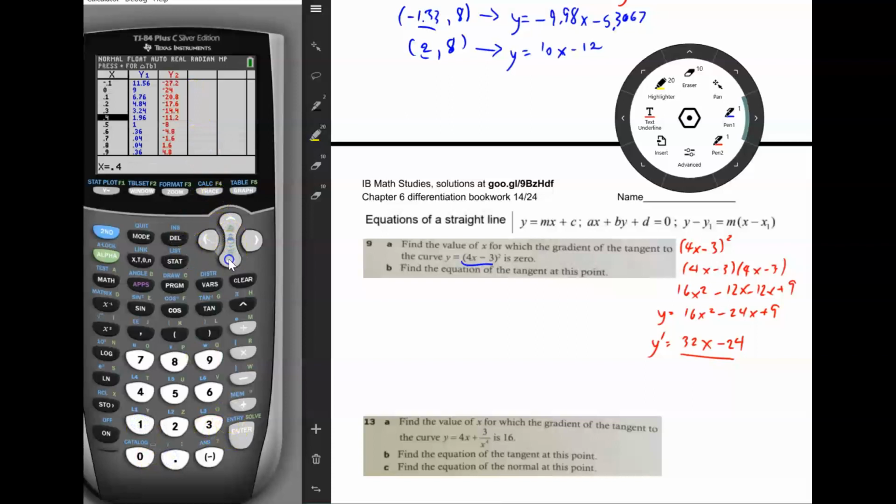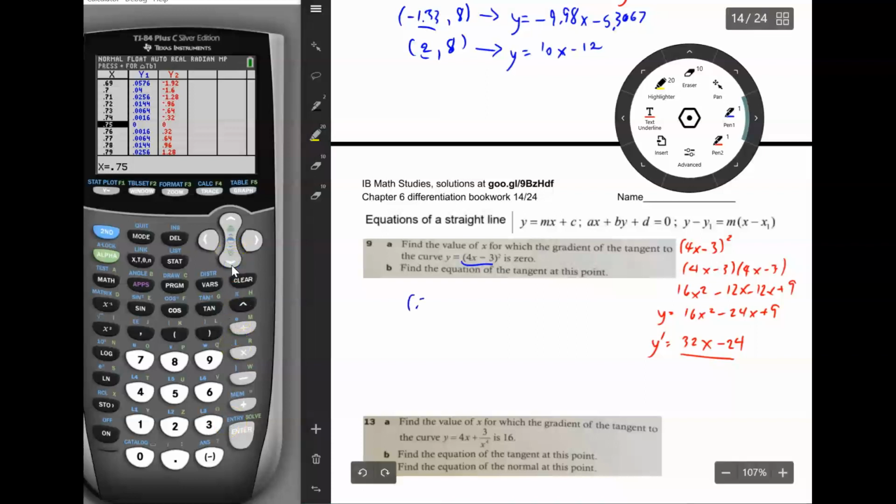We're looking for 0, remember? Ooh, it looks like it would be between these two. So I'm going to do plus 0.01. There it is. So the answer is 0.75 would be the x value, and 0 would be the y value. So it says find the value of x for which the gradient of the tangent of the curve is 0. It's going to be 0.75, right? That's part A.